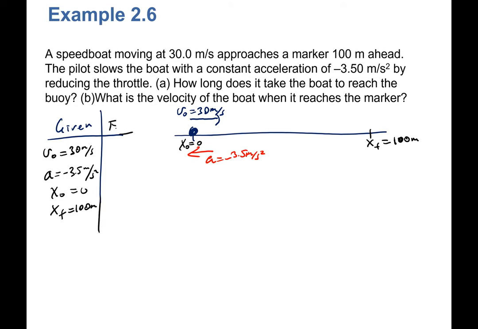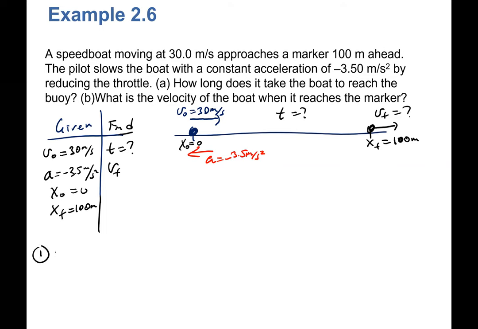So then what we want to find in part A is, how long does it take the boat to reach the buoy? So we want to find the time. And what is the velocity of the boat when it reaches that point? That means V final. What is the V final here when it reaches this marker? So what is V final? That means the time and V final. All right, so that means two things.